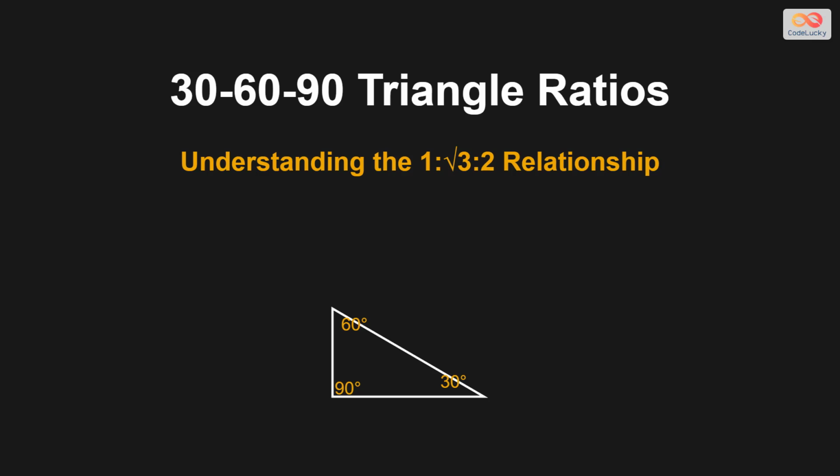In geometry, some shapes are special. Today, we're looking at the 30-60-90 triangle and the unique relationship between its side lengths, which is 1 to the square root of 3 to 2.